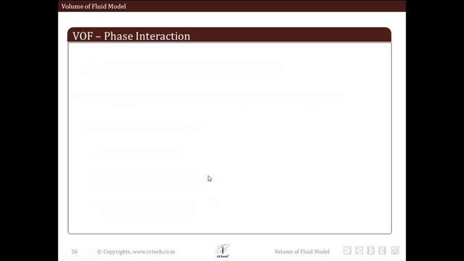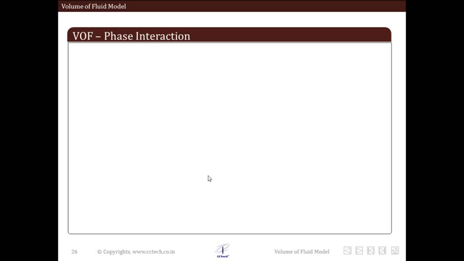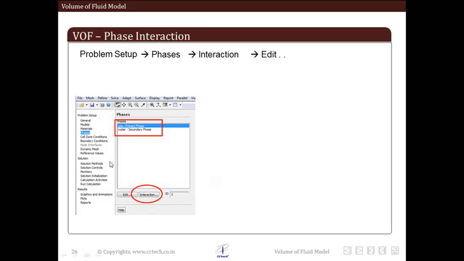Now the question is, does Fluent model these phase interactions? The answer is yes, but in order for these phase interactions to be modeled, we have to give some user inputs that will define these phase interactions. For doing this, we go to problem setup, then to phases, then we click on the interaction button, and then after the phase interaction panel pops up, we edit these user inputs. This is how it is done.